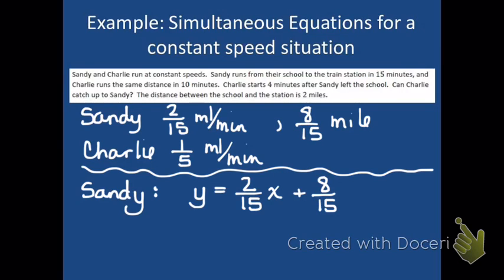Charlie's is slightly simpler. Charlie's total distance traveled, which is y, is equal to 1/5 of a mile per minute times the number of minutes that he is traveling. So what we want to do is use these equations to find out if Charlie can catch up to Sandy within the distance between where they start and the train station.